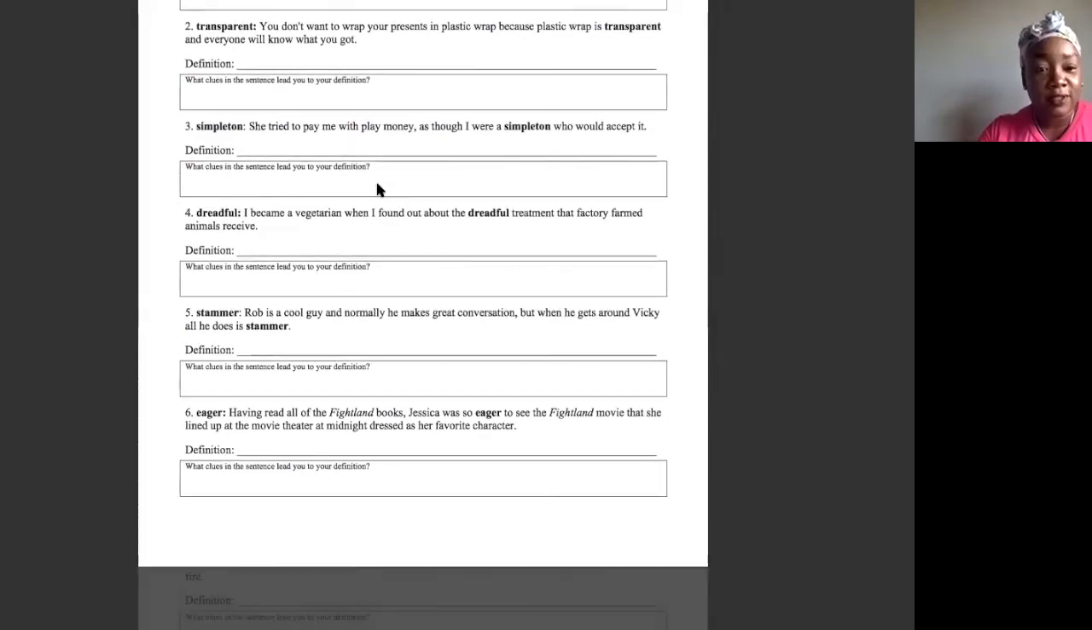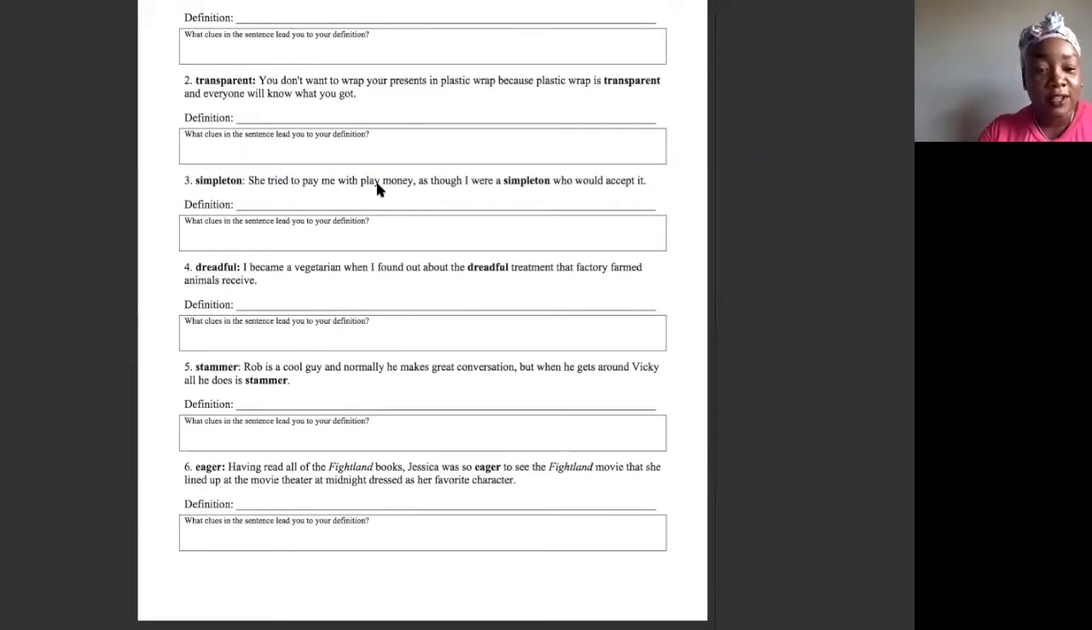Going on to number 3. The word is simpleton. Don't give me the answer. Let's look at the clues. Once you find the clues, you can find the answer. Okay. She tried to pay me with play money as though I were a simpleton who would accept it. So what clues around the word simpleton will tell us what the word simpleton means?